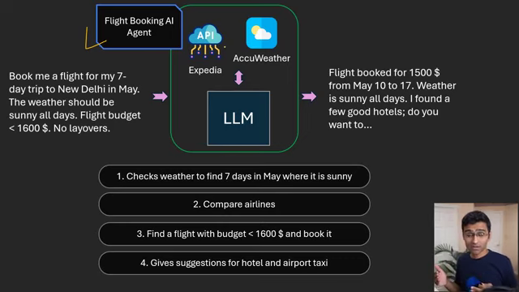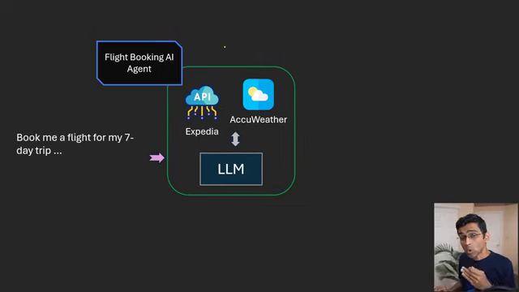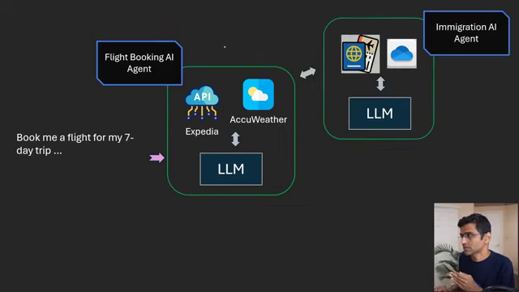You can expand it further, because when you travel across countries, you might need a visa. So maybe it can do even more complex things, such as it can call another AI agent, which is an immigration AI agent. And this agent is also powered by an LLM, obviously, but it has access to, let's say, some immigration APIs.